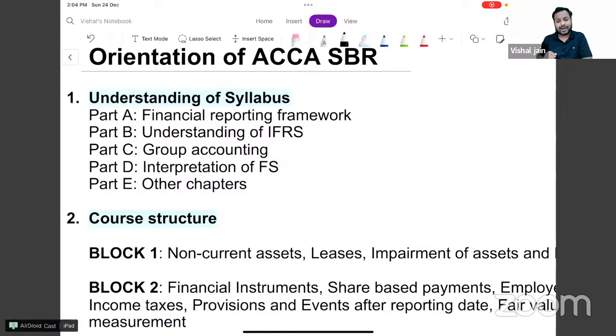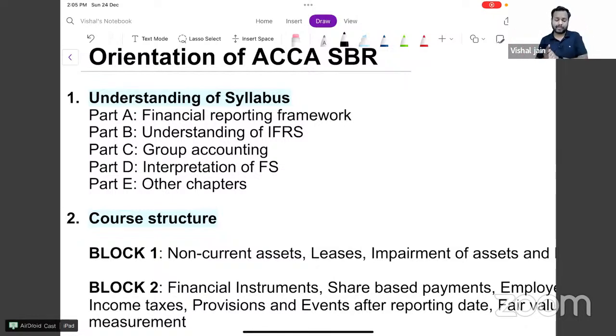Part B is understanding of IFRS. When I say IFRS, it includes IAS as well, right? I believe all of you are already aware that IAS and IFRS both work parallelly. So for some transactions we have IAS in place, and for some other transactions we have IFRS in place.